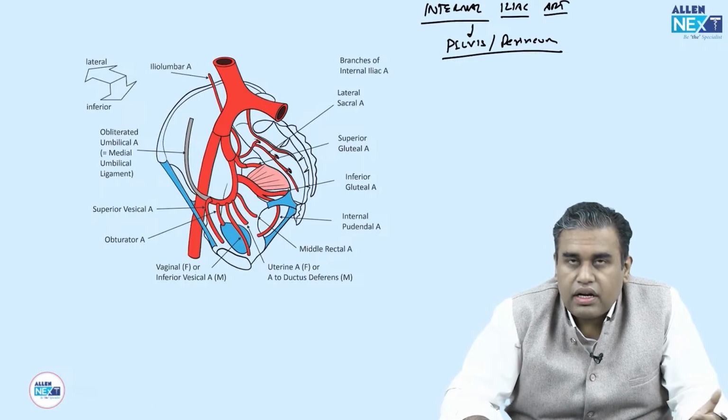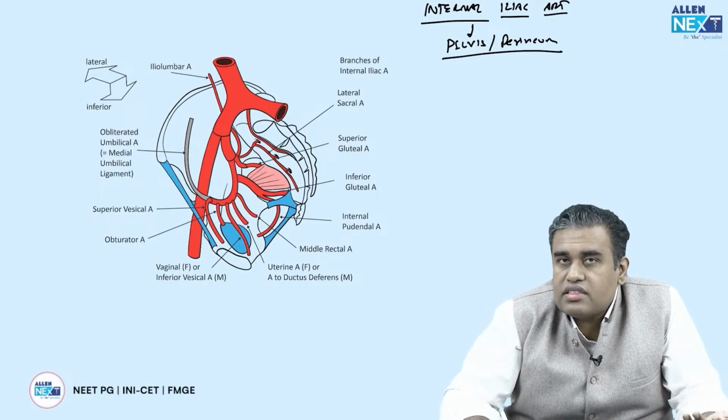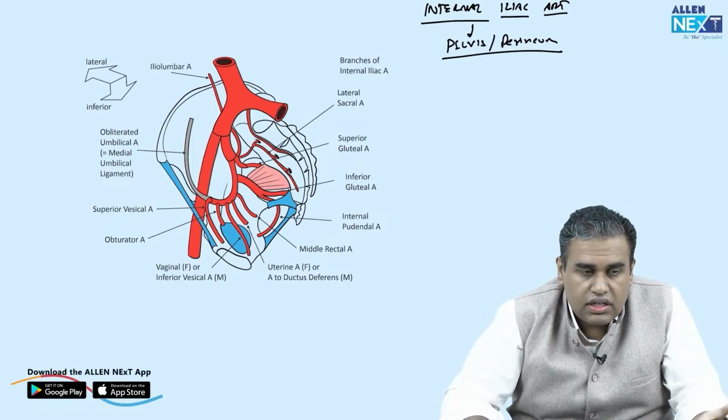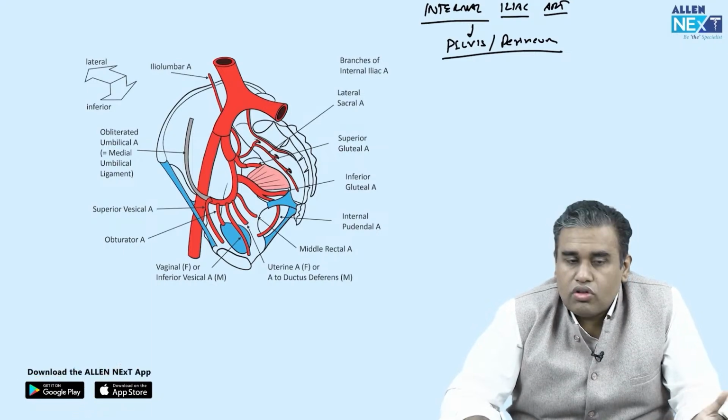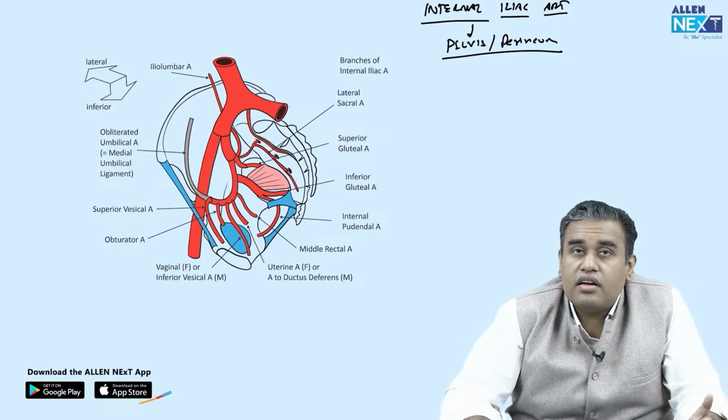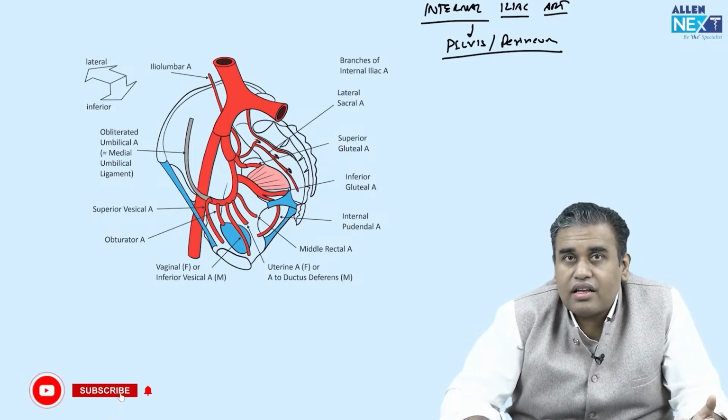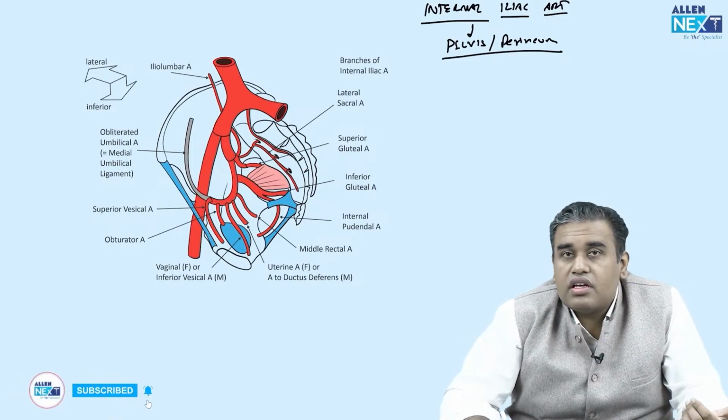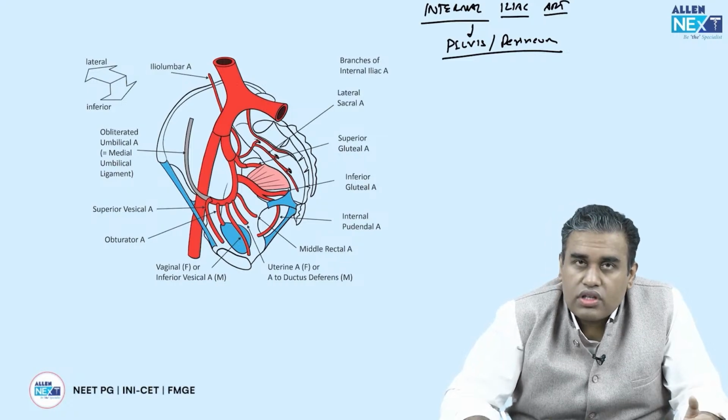इट टेल्स अस व्हाट वुड बी द ब्रांचेस. जैसे कि पेल्विस में विच आर द ऑर्गन्स इन पेल्विस? इट इज अ ब्लैडर, इट इज अ यूट्रस, इट इज अ रेक्टम एनल कैनाल. तो उनकी आर्टरीज होंगी लाइक वेसाइकल आर्टरी, लाइक वेजाइनल आर्टरी, यूट्राइन आर्टरी इन फीमेल, like the inferior rectal artery or middle rectal artery, वो सब होंगे.